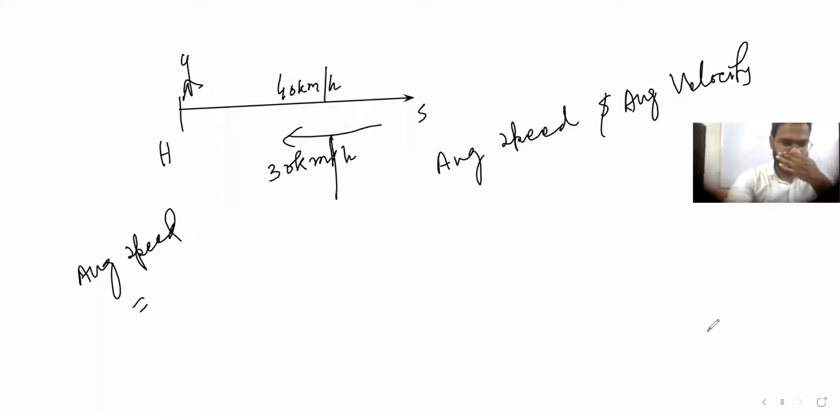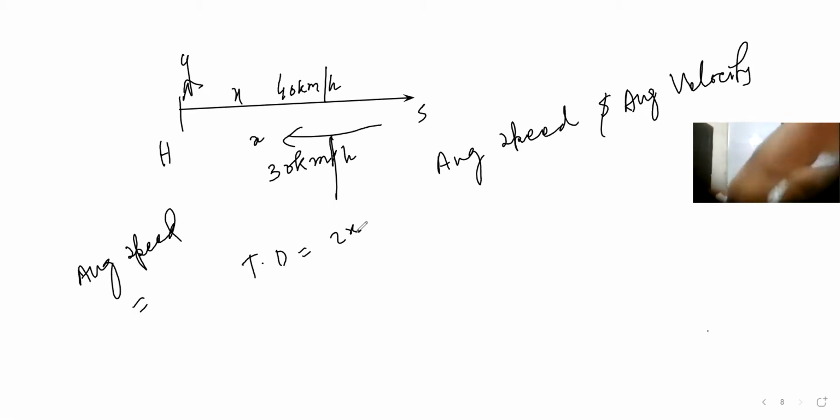For both let's take the distance as X. So the total distance is going to be X plus X, that is 2x. Now, when you are going, the speed is different, and when you are coming back, your speed is different, right?